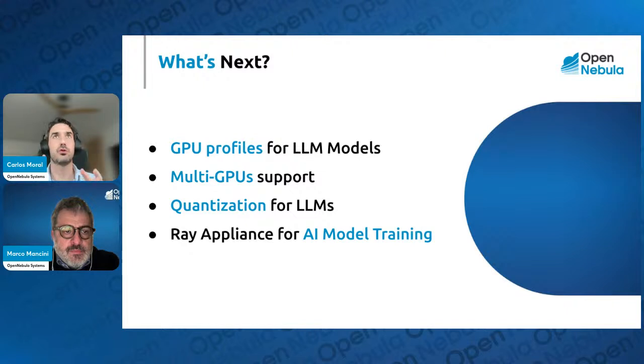Okay, so what we are going to be working on is defining a profile, or at least minimum requirements, that you will need for each model that you can select. For example, it doesn't make sense to try to deploy a 70 billion parameter model on a GPU with just 24 gigabytes of RAM.